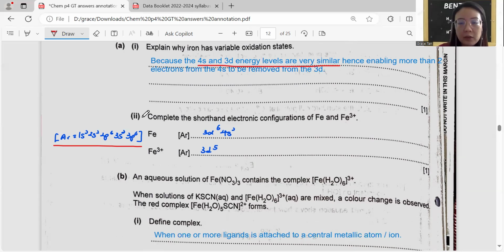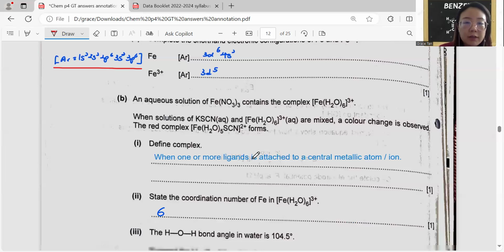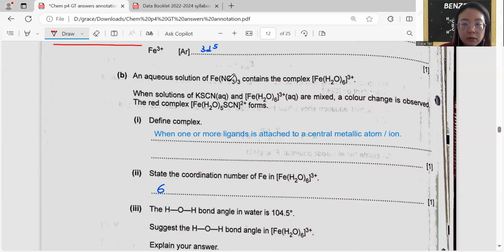Now, if you look at your periodic table, iron, metal, the neutral form is 4s2, 3d6. 3+ means you need to remove 3 electrons. So you remove 2 from the 4s2 and 1 from the 3d. Therefore, it's 3d5.